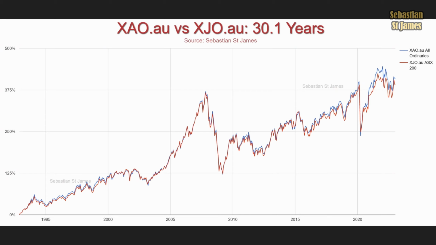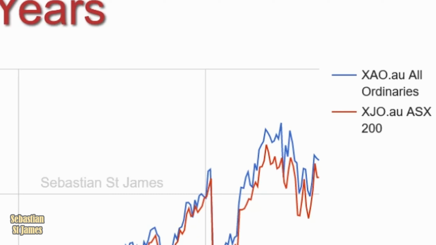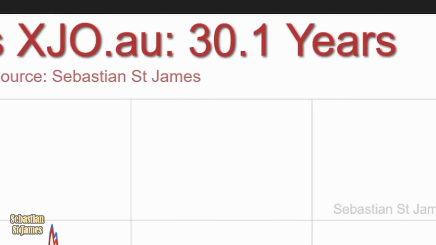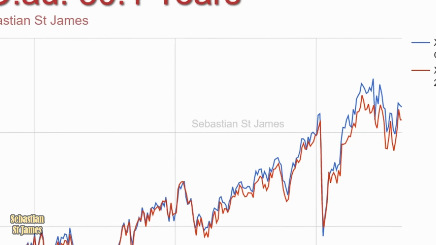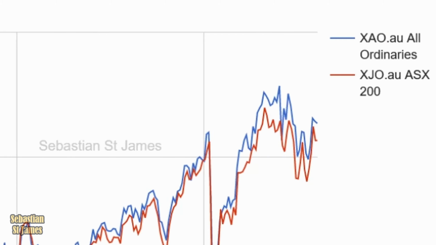Interestingly, I can actually go back and add in a different code, and if for some reason, like the IVV, it has a slightly different date range, then it would shrink that accordingly. So here it is. This is the XAO, which is the All Ordinaries, versus the XJO, which is the ASX 200 over the last 30.1 years. Wow, that's forever. And of course, basically being the same stock exchange, it makes sense that they'd be on top of each other. But as we zoom in, we notice that blue has actually won over the entire period of time, which is the All Ordinaries.